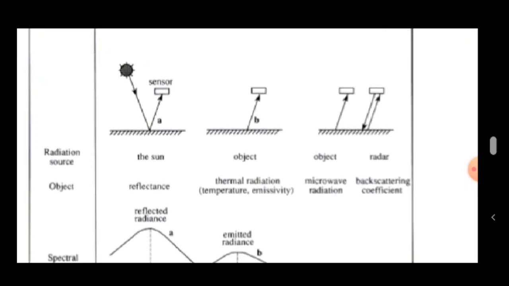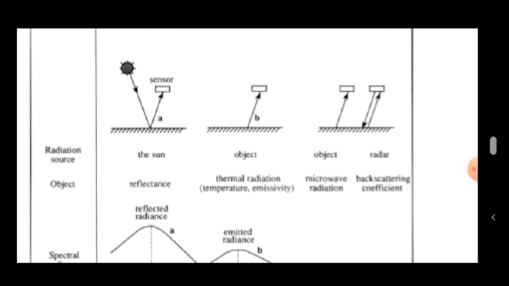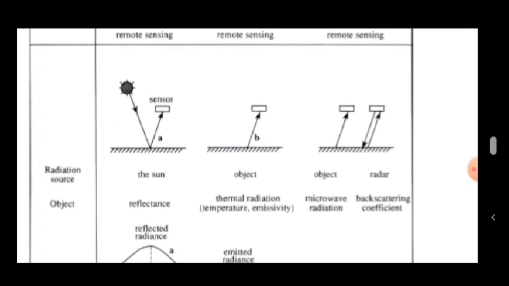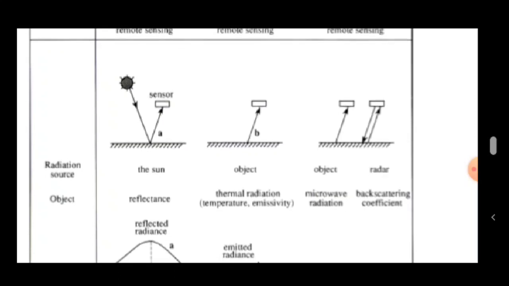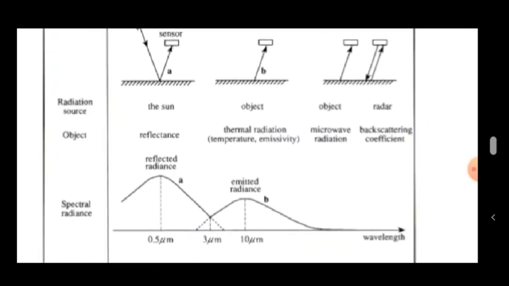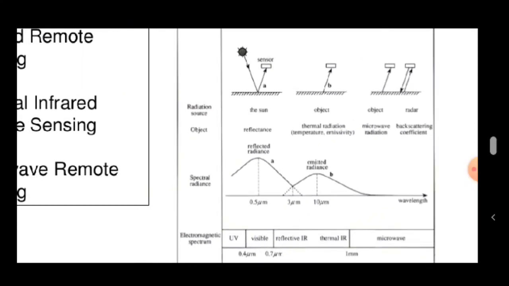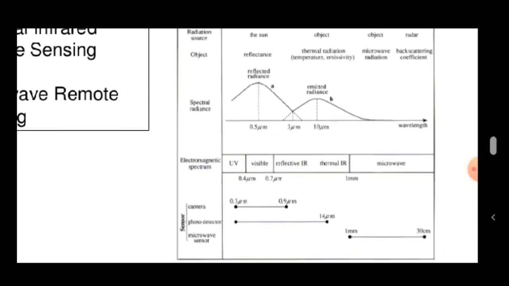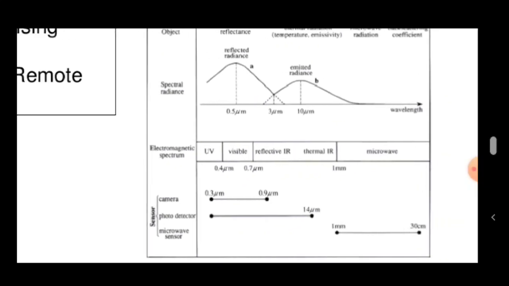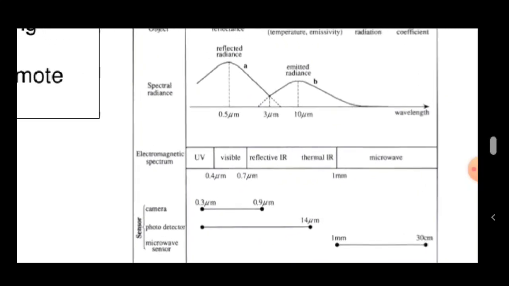And also, when it comes to microwave remote sensing, the radiation source can be the object or a radar. The object can give microwave radiation or a backscattering coefficient, like that. Here you see the electromagnetic spectrum varying according to wavelength.